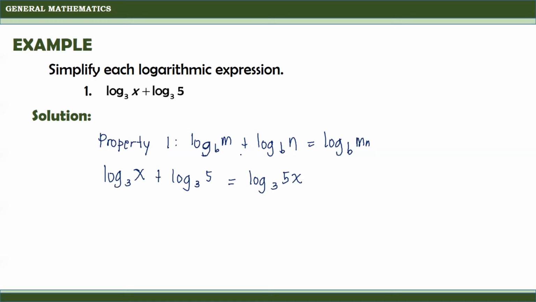Recall that when we are adding two logarithmic expressions, then we are multiplying their respective powers. Then, multiplying x and 5, we will be having 5x. Therefore, logarithm of 5x to the base 3 is the simplified form of the given.